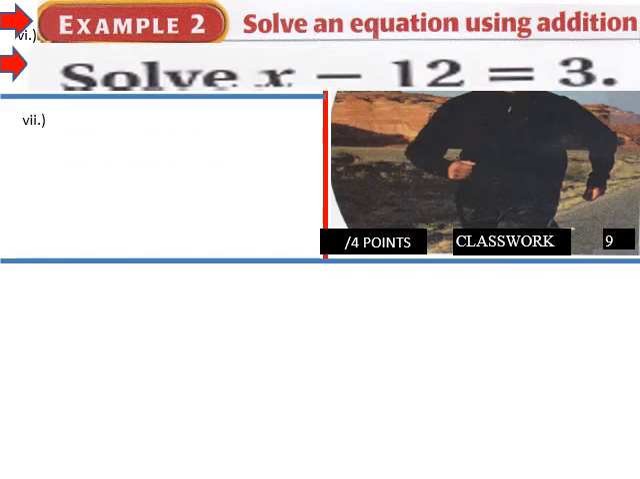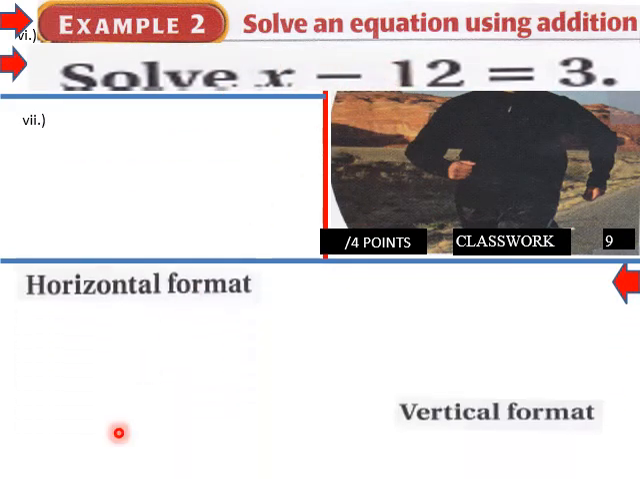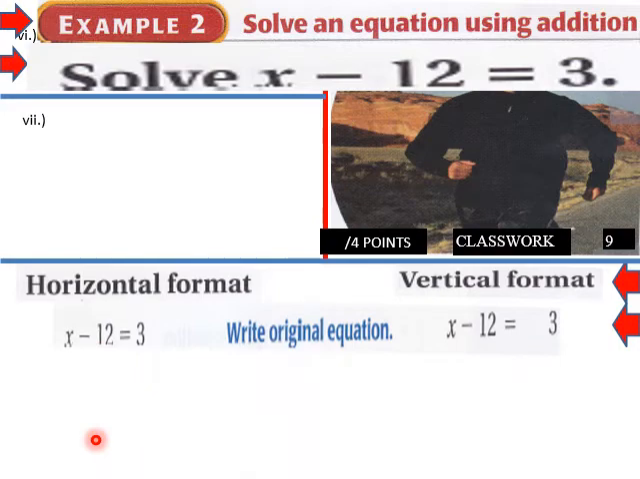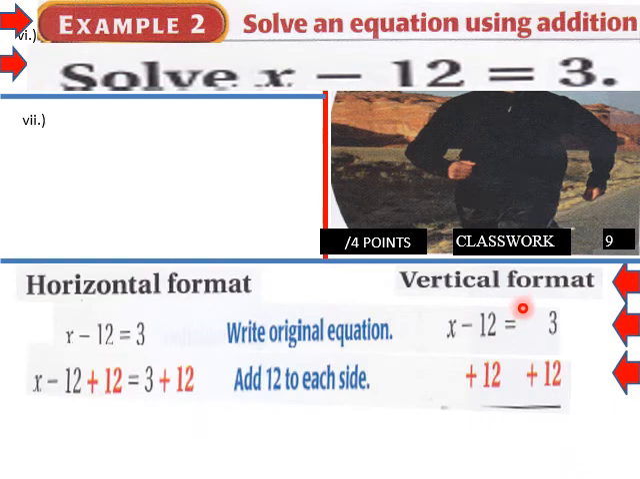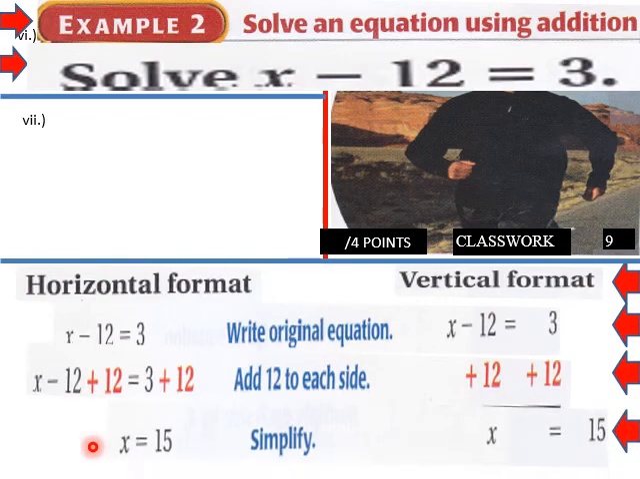Okay, example 2, solve an equation using addition. What do we do here, class? Well, we get two different formats here. Here's horizontal, and then we're going to use the vertical over here. Here's horizontal, where we add 12 to both sides. Here we're going to add 12, but we're going to put it below the original line, which you can do either way. These cancel out, and x equals, what's 12 and 3? 15. And over here, same thing. These cancel, then you have 3 plus 12.